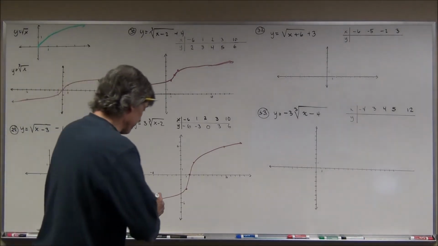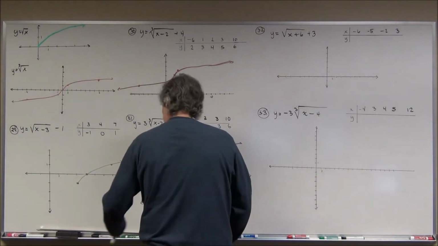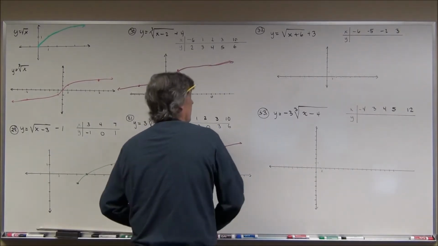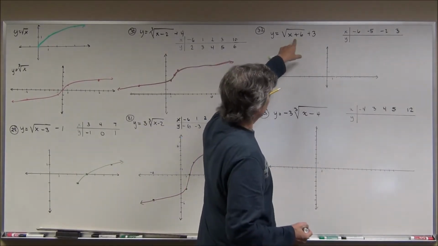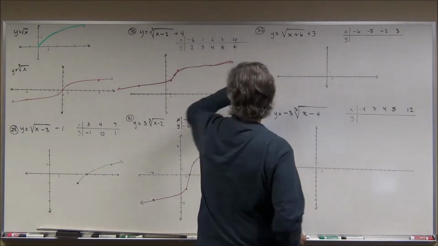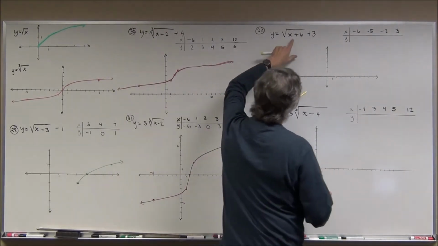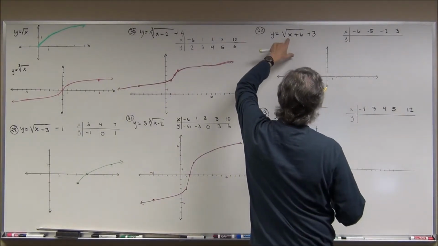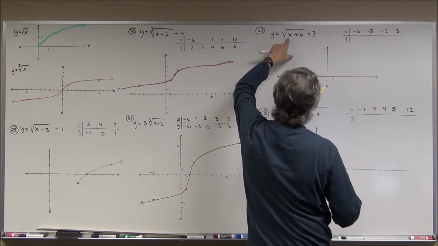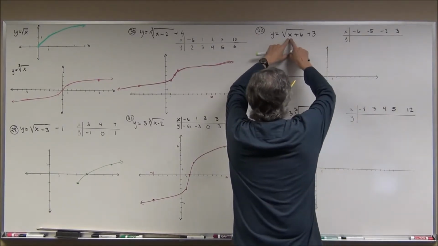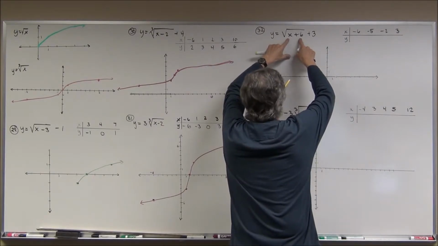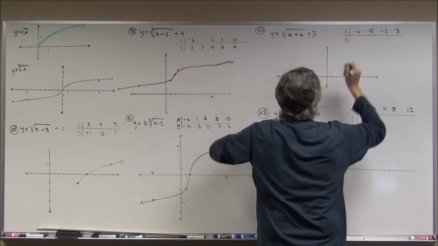Now, 32 over here, I'm going to, again, oh, where did I lose my pen? There it is. I'm going to pick x values here. This is a square root. Kind of look like that guy. I'm going to pick values that make this perfect squares, like 0 and 1 and 4 and 9. If I plug -6 in, -6 plus 6 is 0. The square root of 0 is 0, plus 3 is 3.